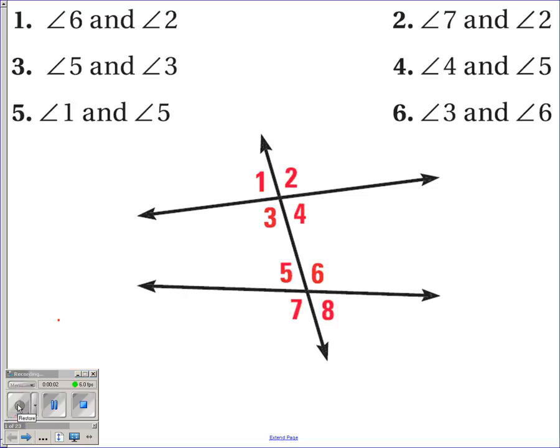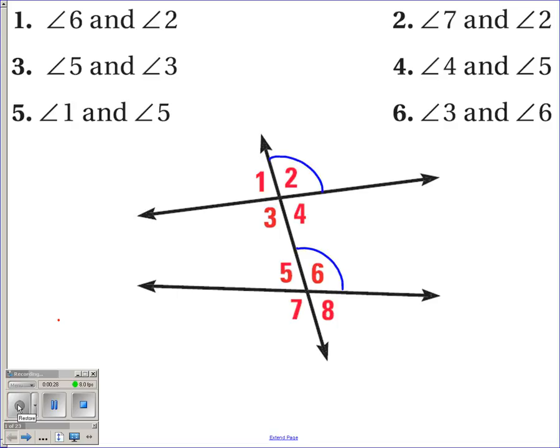Okay, guys, let's take a look at the Chapter 3 extra practice in the back of the textbook. For problems 1 through 6, it says classify the angle pairs corresponding, alternate interior, alternate exterior, or consecutive interior. We're going to be using same side interior. So let's take a look at number 1, angle 6 and angle 2.